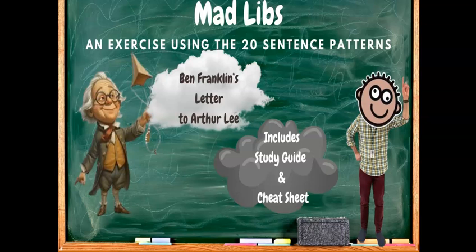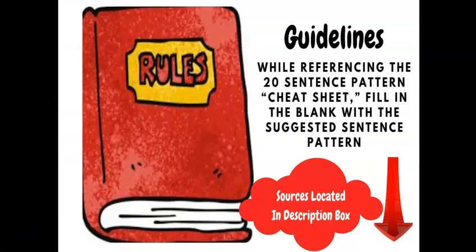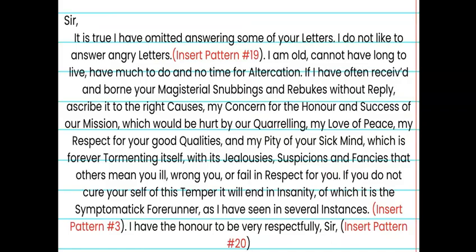Pretty cool. So this is the first Mad Lib that I'm doing with my students, so it's pretty basic. Here are the directions and the guidelines for this. While referencing the 20 sentence pattern cheat sheet, fill in the blank with the suggested sentence pattern. And again, just to reinforce this, the source packet or the cheat sheet, the manual, is in the description box below as a PDF, and feel free to use it. I made it for you guys.